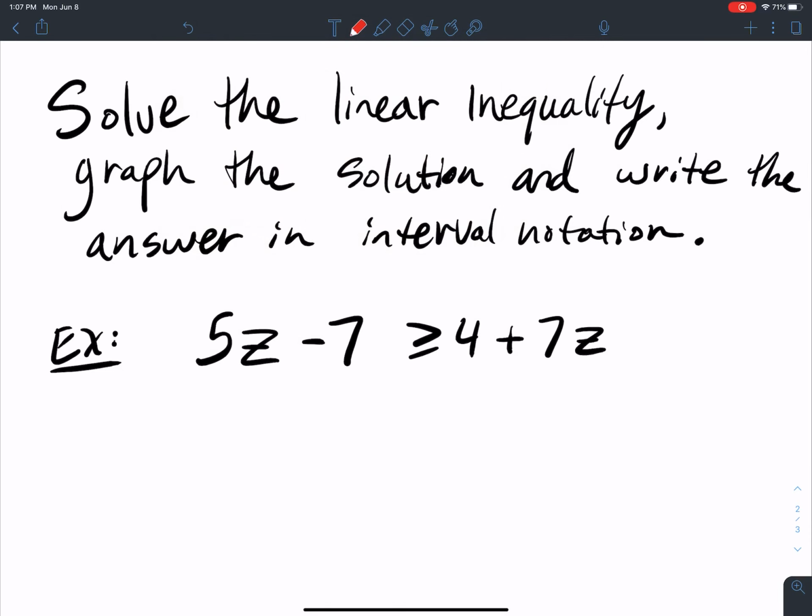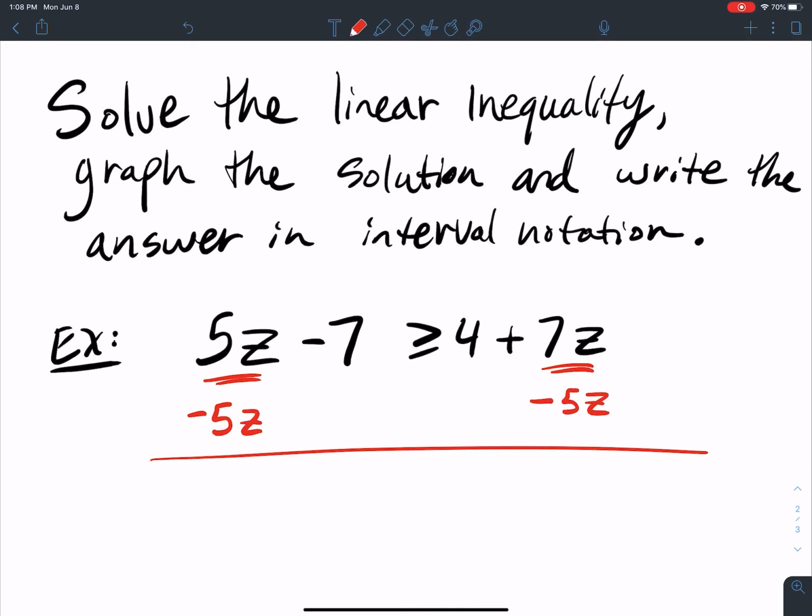Now, I see I've got a z over here and a z over here. One thing, it really does help if you move the smaller z, because then you can avoid dividing by a negative at the end and having to remember to flip it around. So if you move the 5z, the opposite of plus 5z is minus 5z. So I'm going to do that to both sides. What do I get? I get negative 7 greater than or equal to 4 and then plus 2z.